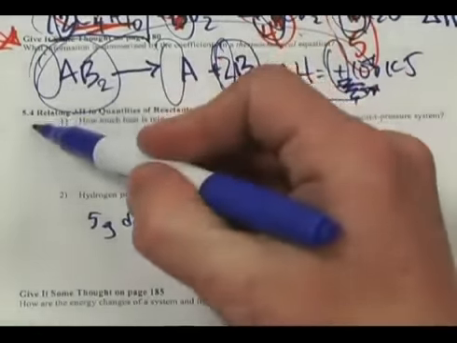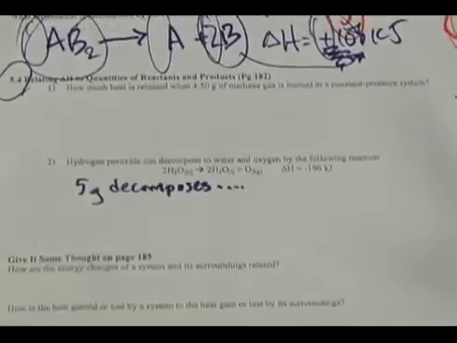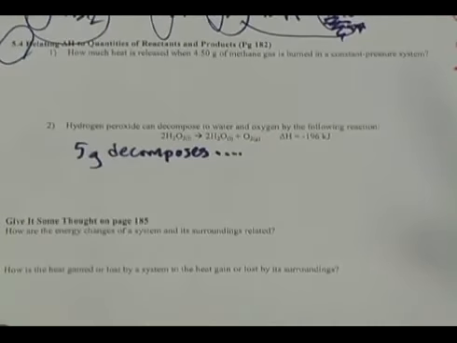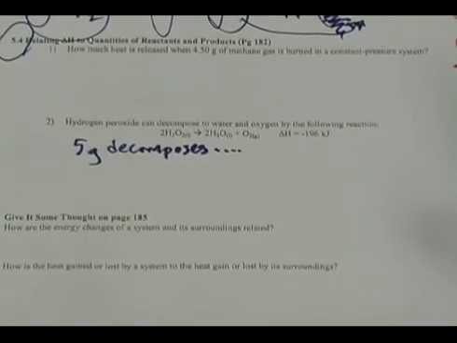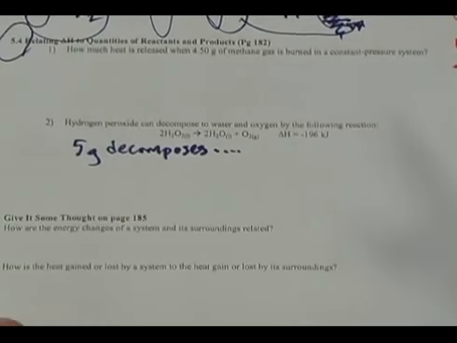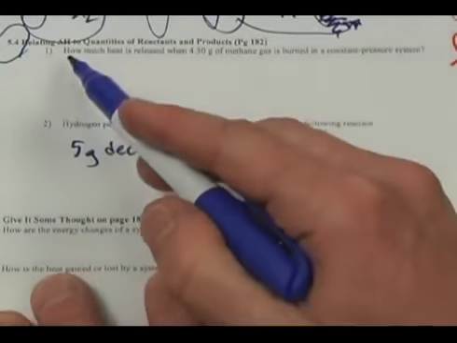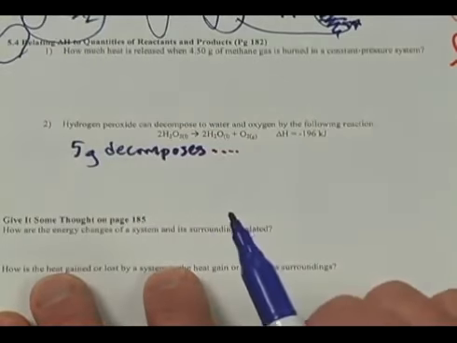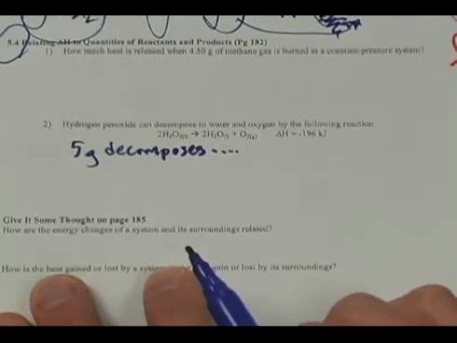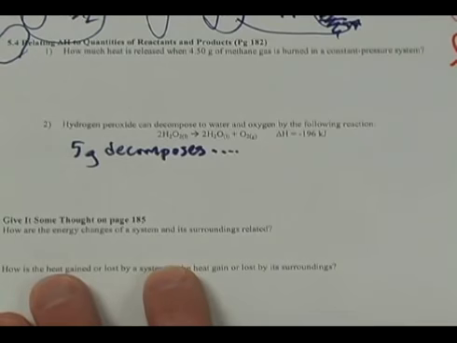Using thermochemical equations is what's talked about in example problem 5.4, and we'll work several problems that use thermochemical equations to help us determine how much heat is gained or lost by a substance. Question number 1 says, how much heat is released when 4.5 grams of methane gas is burned in a constant pressure system?